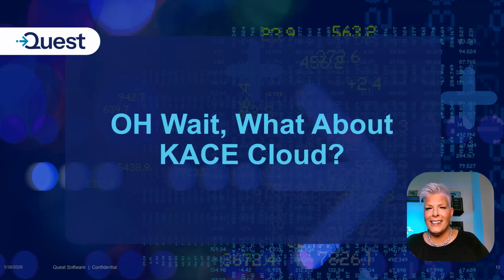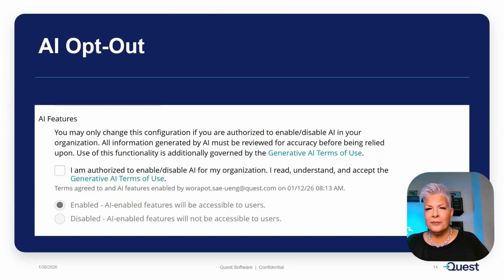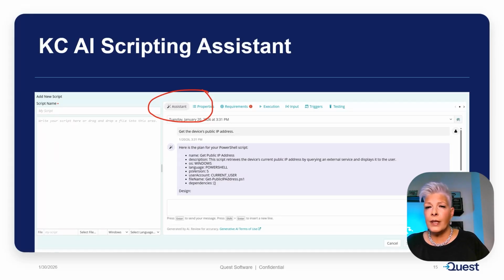But wait, what about KACE Cloud? For those of you that may not be aware, that may be an actual KACE Cloud customer, we actually just added scripting, and we've also added an AI assistant to help build out scripts. For those organizations that are not permitted to use AI or choose not to use AI, there is an option to disable it for your specific tenant. You can see where I can enable it or disable it. And here's an example of me using an AI assistant to get the device's public IP address using PowerShell.